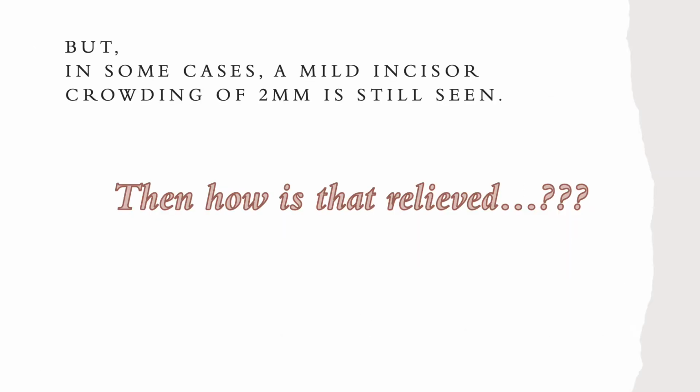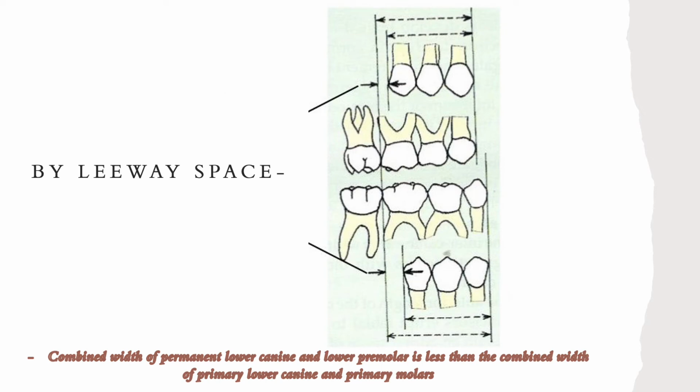But in some cases we see that even after the increase of intercanine width, the crowding in the lower incisor region does not get resolved, and there is still some crowding of almost 2 millimeters. In that case, if the crowding is just about 2 millimeters, that means there is only 2 millimeters short of space for the teeth to align in a proper arch, then that amount of crowding is relieved by something called leeway space.